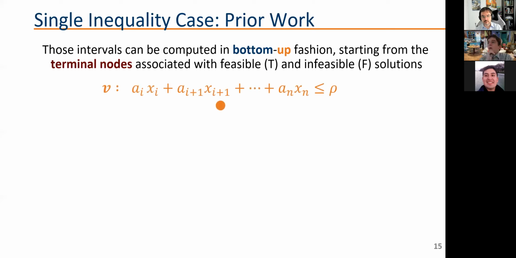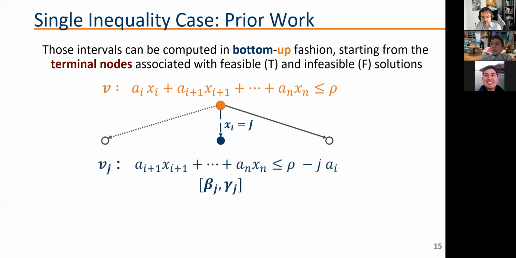So let's say that we are in a node V, and this problem is defined in variables x1 to xn. So here we have a linear inequality, right-hand side of rho. And then let's say that we're branching on different possible values for this variable xi. In one of them, we set xi equal to j. What happens in that case is that we're going to produce a new node, vj, where we have a subproblem defined only on the variables xi+1 all the way to xn.